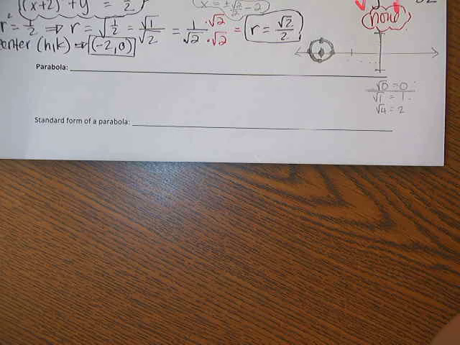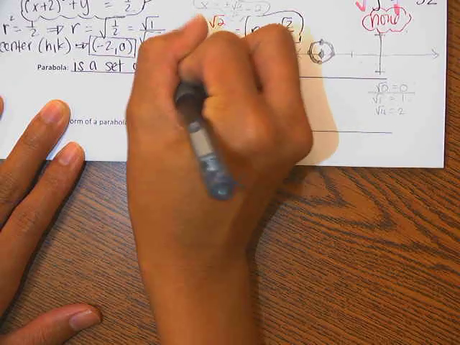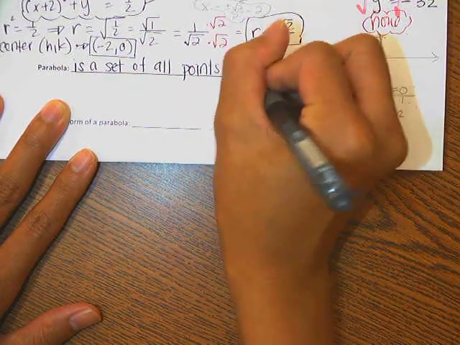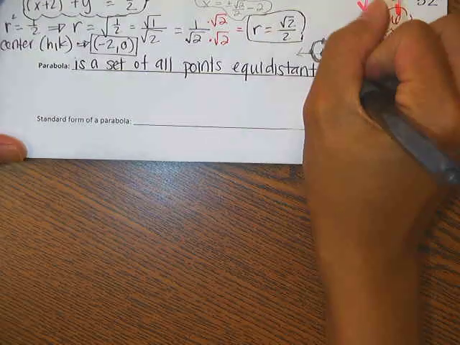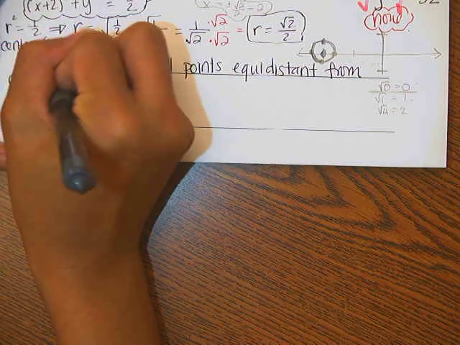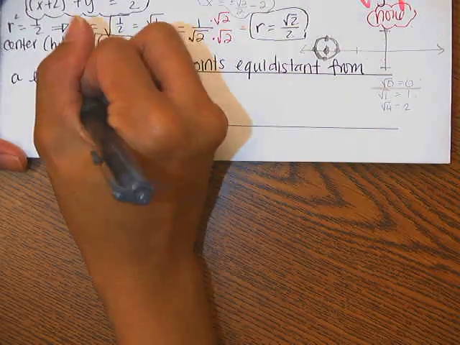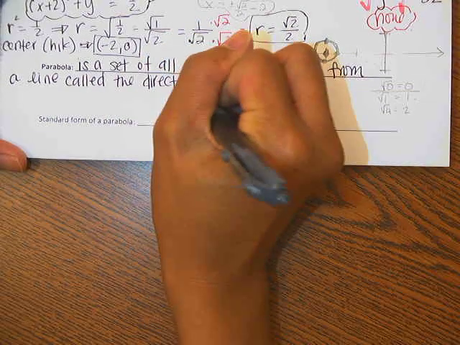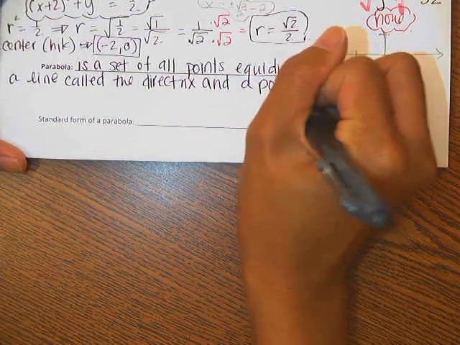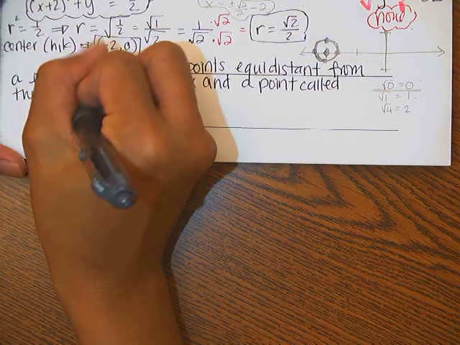Here we go. Definition of a parabola. It is a set of all points equal distance from a line, called the directrix, and a fixed point, called the focus. Okay.